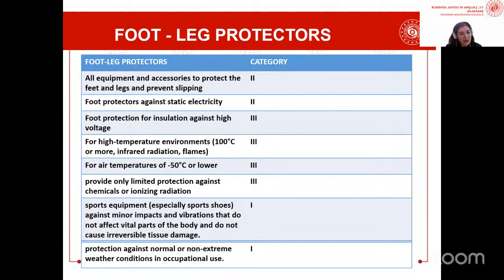For high temperature environments, 100 centigrade degrees, and minus 15 centigrade degrees or lower, they fall under category 3 class, providing only limited protection against chemical or ionized radiation. The category is category 3. And for sports equipment, especially sports shoes, against minor impacts and vibrations that don't affect vital parts of the body and don't cause irreversible damage, fall under category 1 class. And the protection against normal or non-extreme weather conditions in occupational use falls under category 1 class.